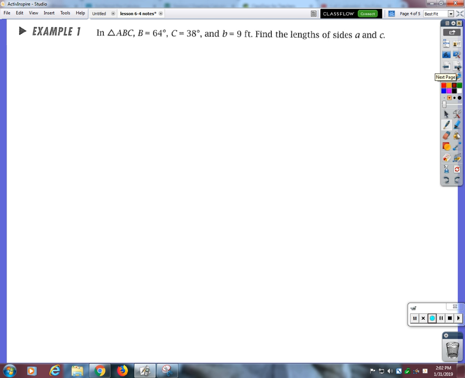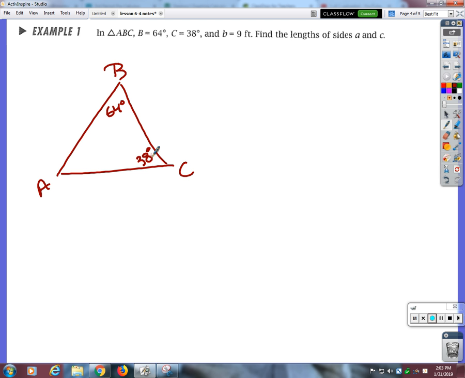Okay, so here we go. In triangle ABC, let's go ahead and draw ourselves that triangle. Remember, none of my triangles are ever drawn to scale. It says B is 64 degrees, C is 38 degrees, and side B, which we know is across from this, is 9. Find the length of sides A and C.